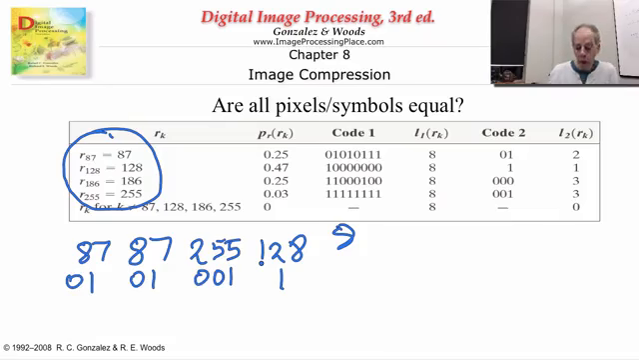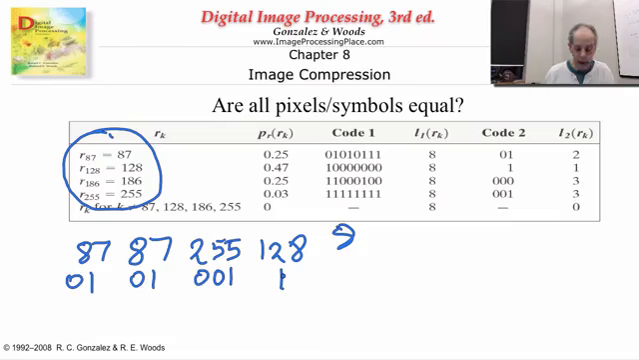Now the decoder has this table. So the decoder will see 01, go into that pixel position and put an 87. It will see 01, and put again an 87. It will see 001, and say, oh, I need to put a 255, and so on. And so we have achieved compression. Let's see exactly how much compression we can achieve.